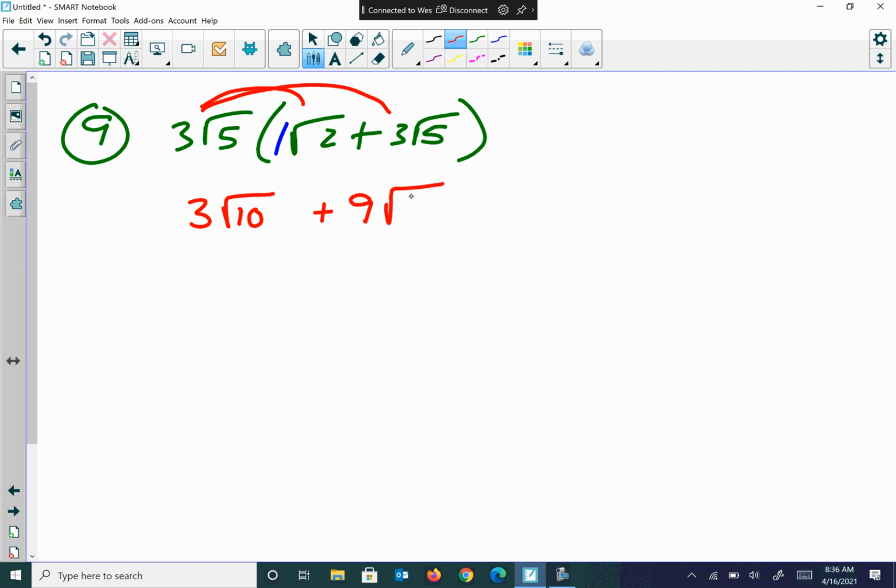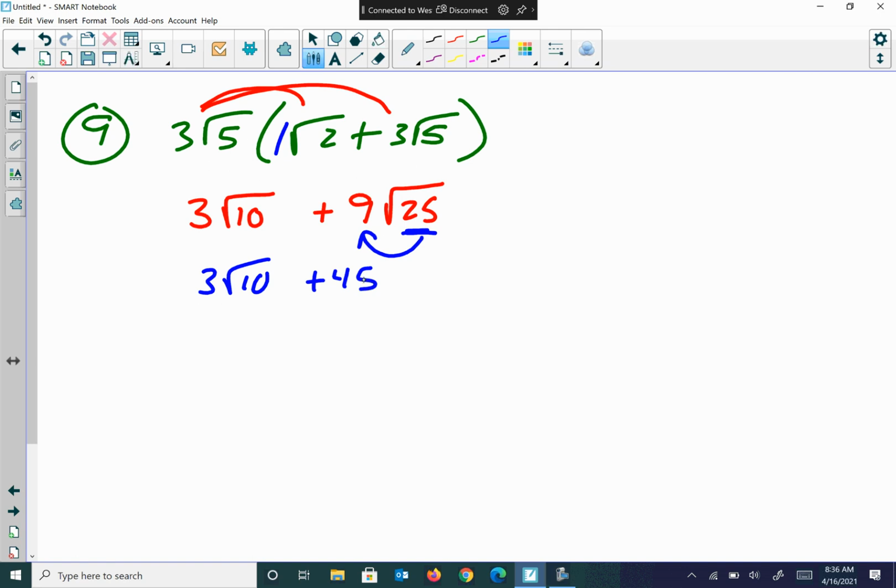Root 5 times root 5 is root 25. What can you guarantee me about root 25, my friends? Yeah, perfect square. Square root of 25 is? So I get 3 root 10. Square root of 25 is 5. What does that 5 do to that 9? 45. Notice, the only thing that has a radical is the first part. So I get 3 root 10 plus 45.